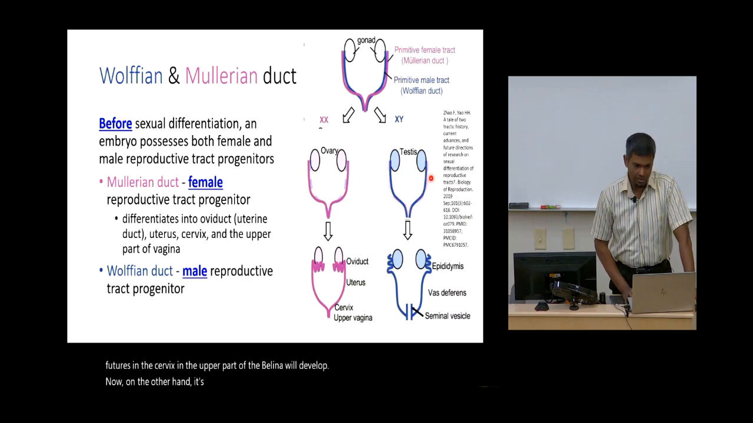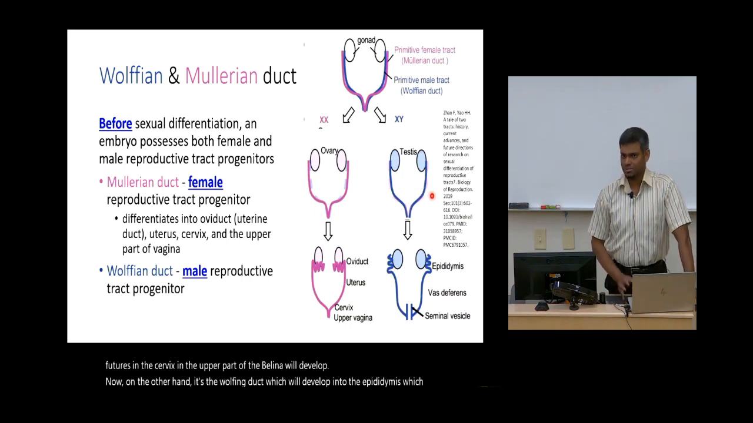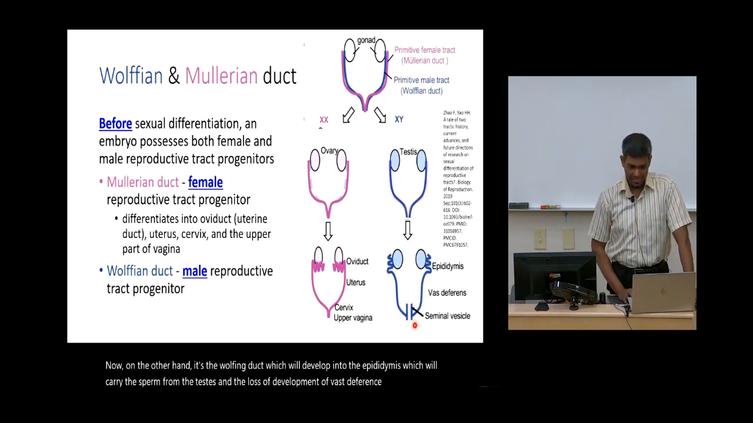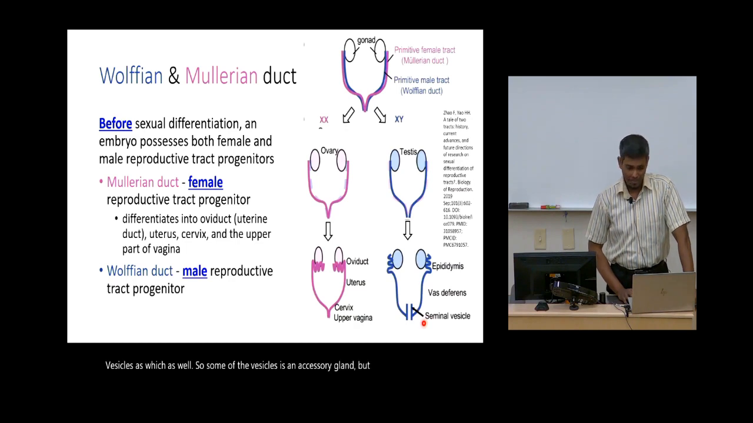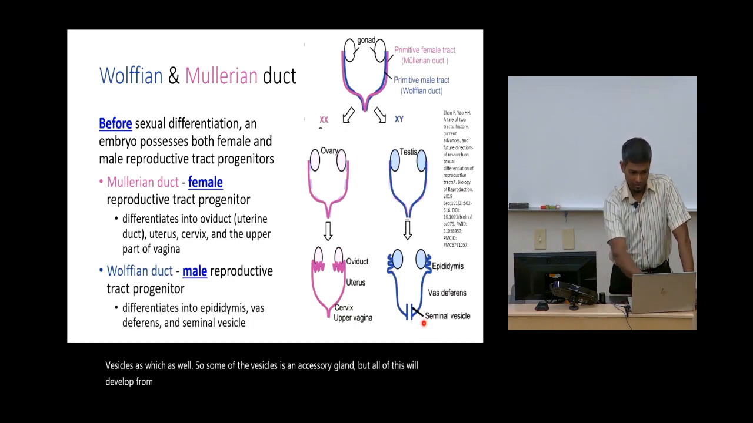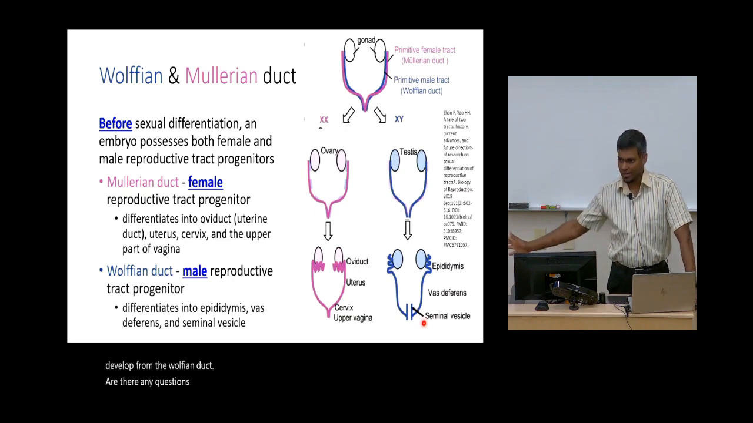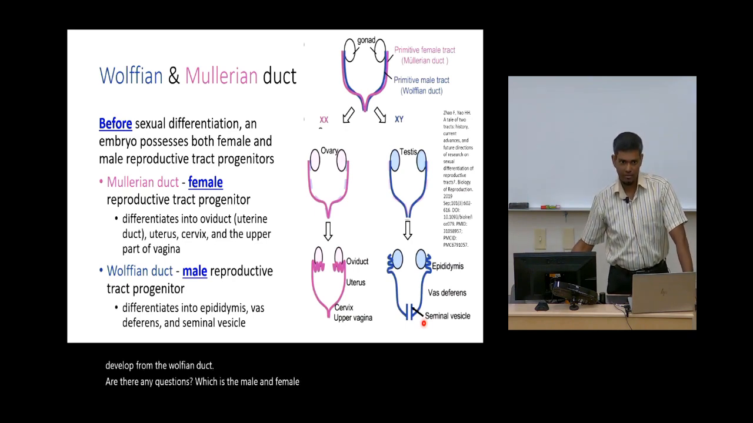Now on the other hand, it's the Wolffian duct which will develop into the epididymis, which will carry the sperm from the testes, and it will also develop into the vas deferens and the seminal vesicles as well. So the seminal vesicle is an accessory gland, but all of this will develop from the Wolffian duct. Are there any questions? Which is the male and female progenitor of the tracts?